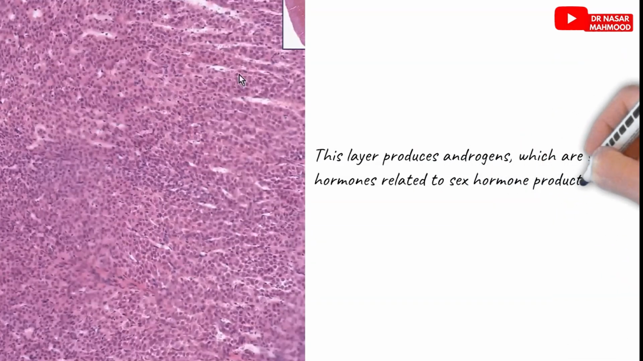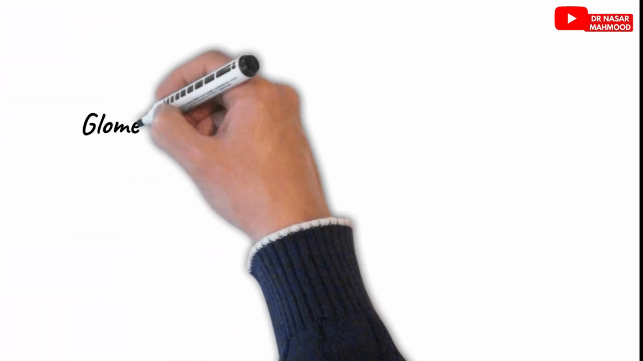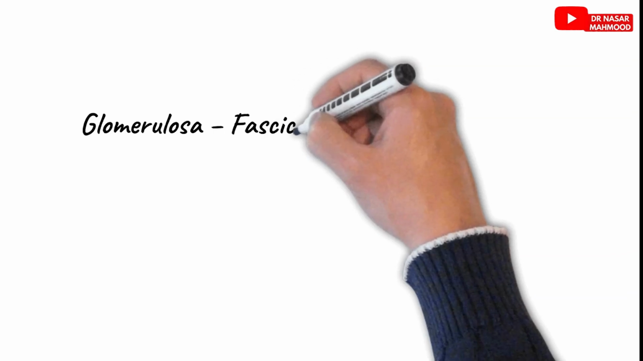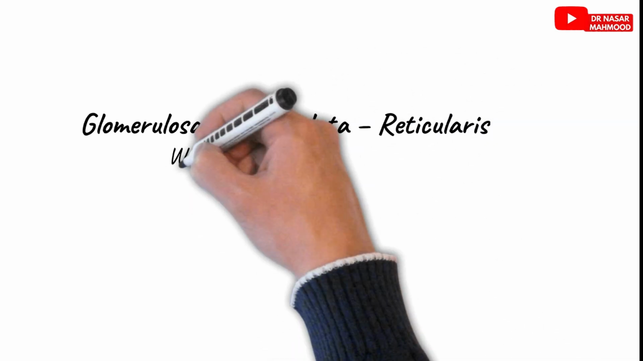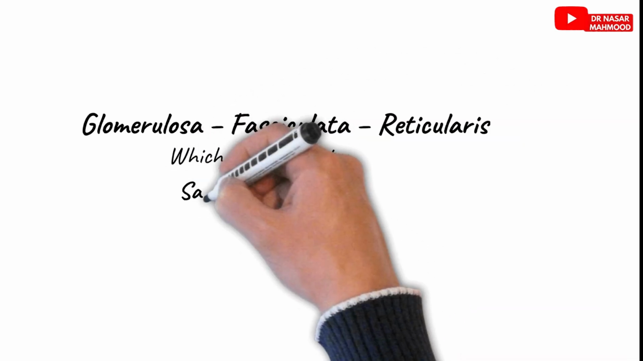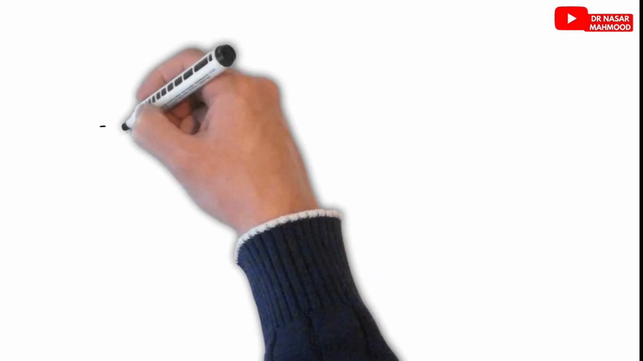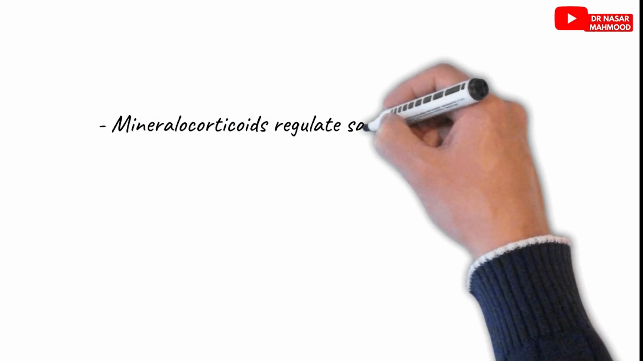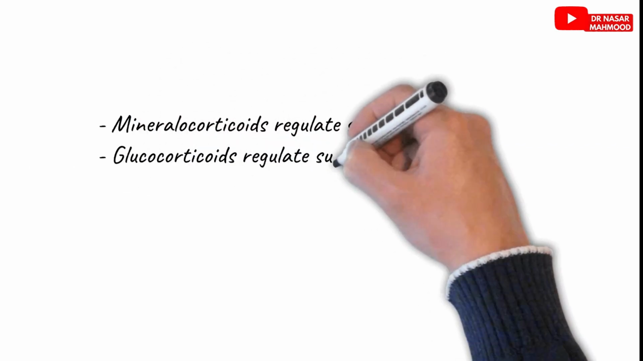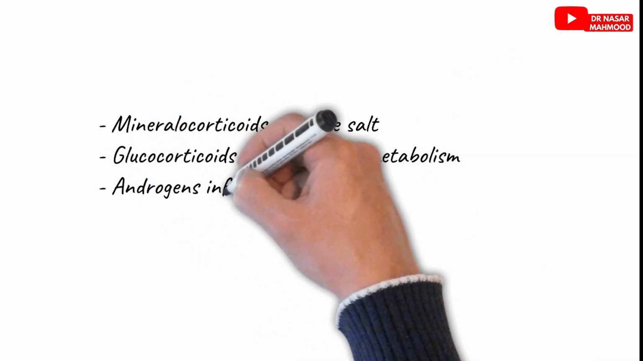A helpful way to remember these layers is glomerulosa, fasciculata, reticularis, which correspond to salt, sugar, and sex. Mineralocorticoids regulate salt, glucocorticoids regulate sugar metabolism, and androgens influence sex hormones.